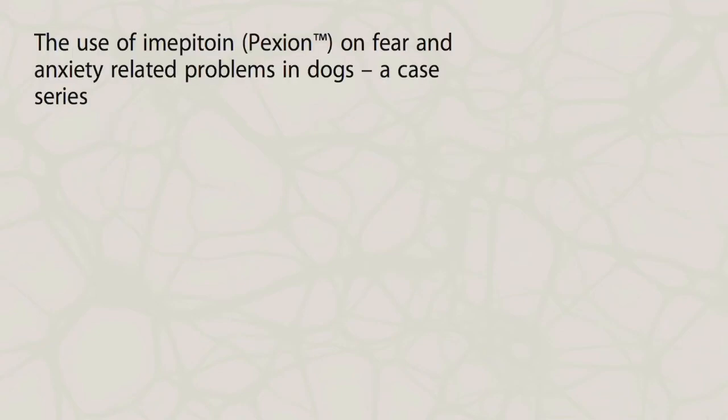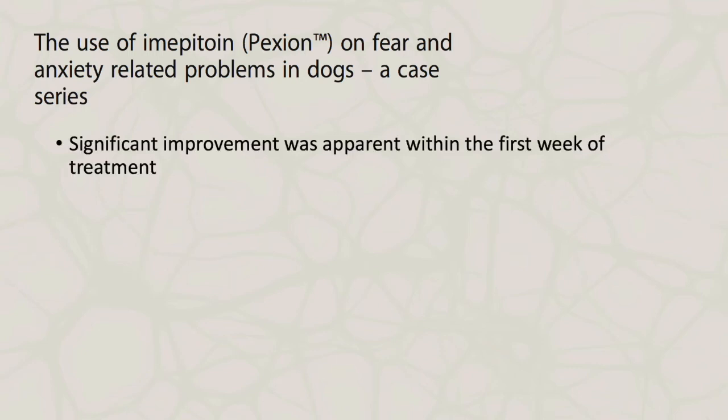But this is the reason why imepitoin is not available here in the United States yet. So to get around this, the people who have created imepitoin have found that it is useful for fear and anxiety related problems in dogs. And so when it's finally licensed here in the United States, it's going to be licensed for dogs with anxiety rather than for using it as an antiepileptic drug. Most people will use it as an antiepileptic drug, but it's going to be used off-label.